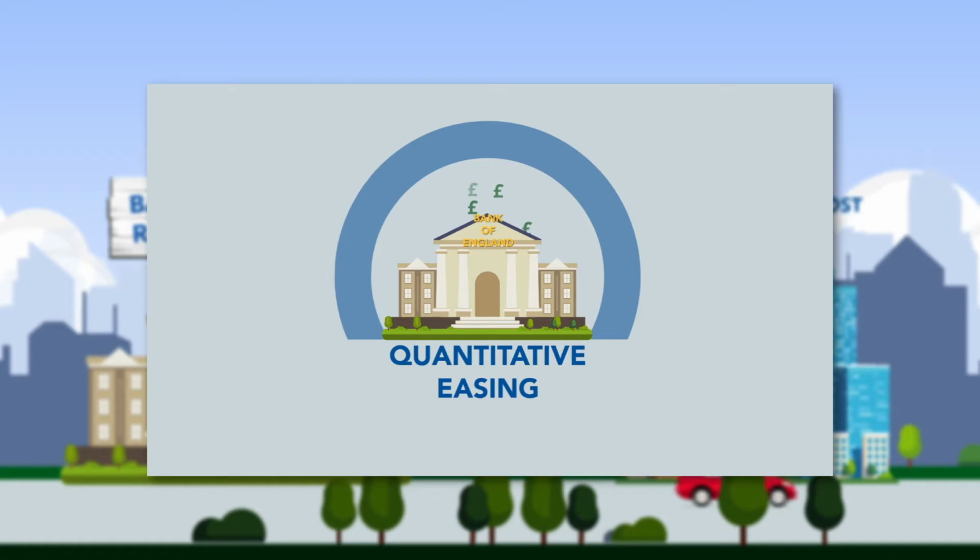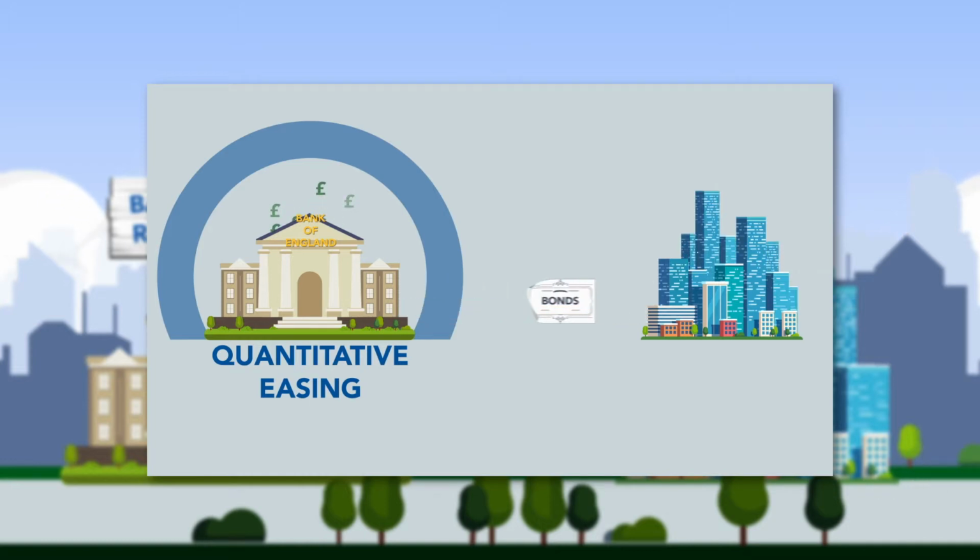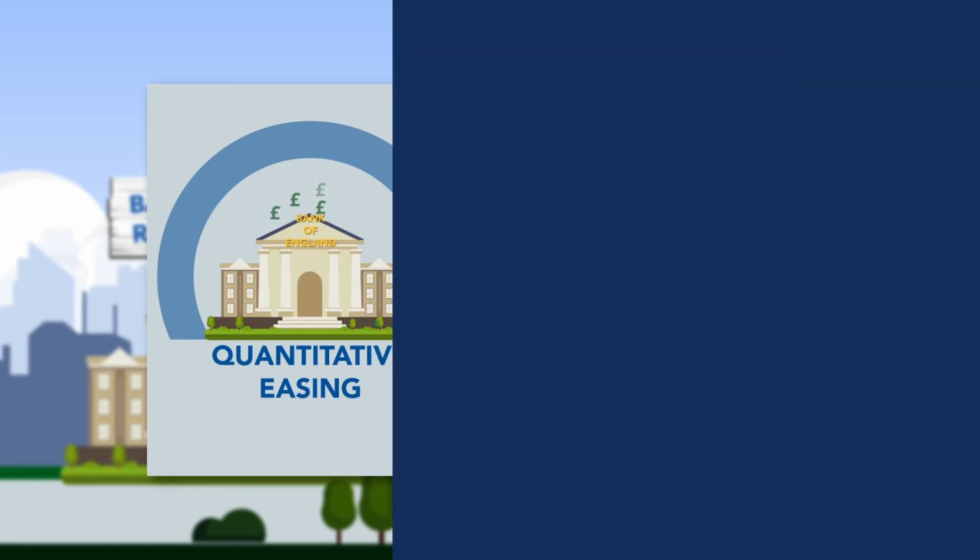This is an asset purchasing facility in which the bank creates new money electronically and uses it to buy assets such as government bonds or high-quality commercial bonds. It buys these mainly from businesses, so they have more cash to spend and invest. This boosts spending across the economy, which can increase inflation. If the bank needs to reduce inflation, it may sell some of the assets to try and reverse the effect.